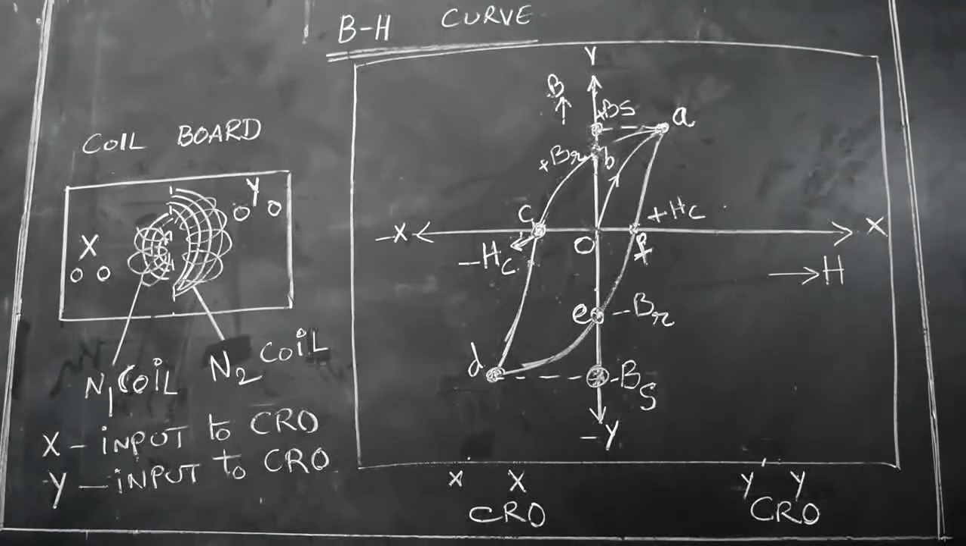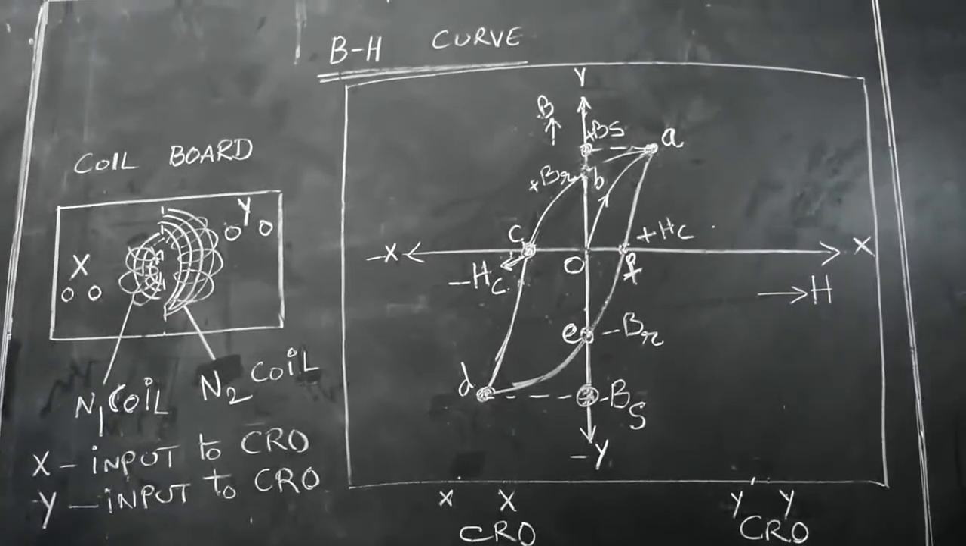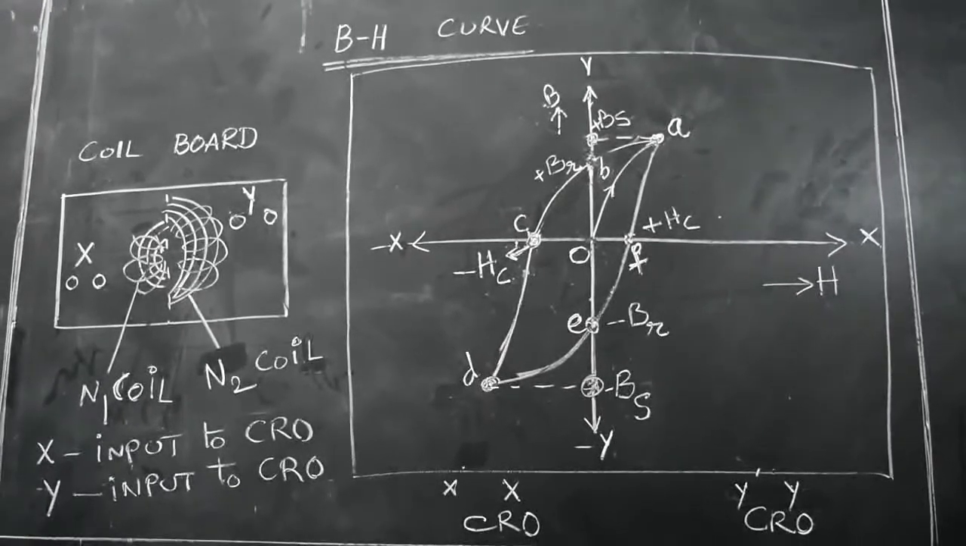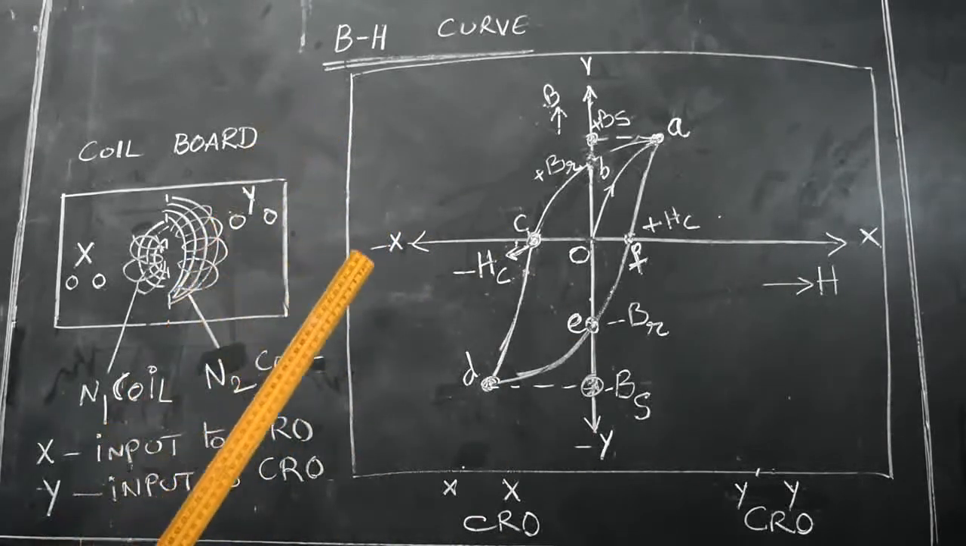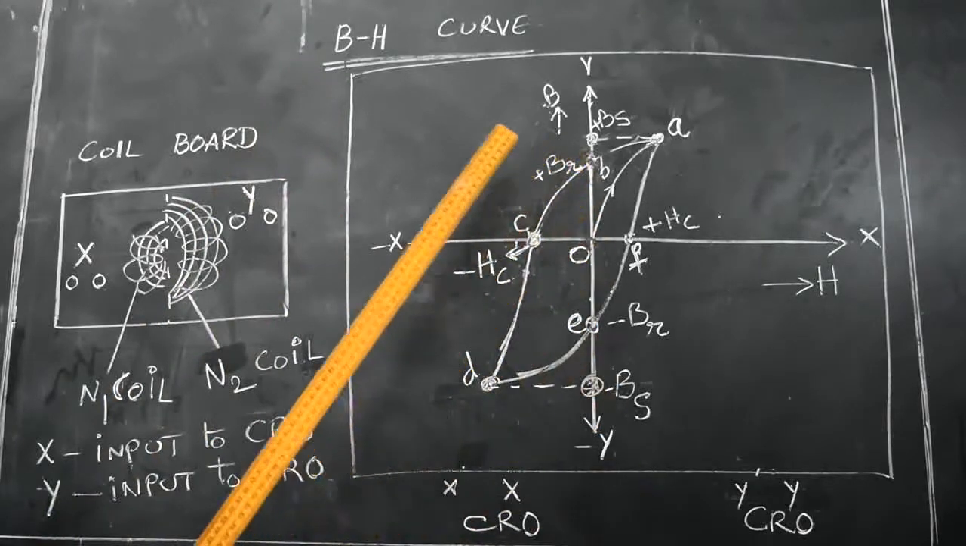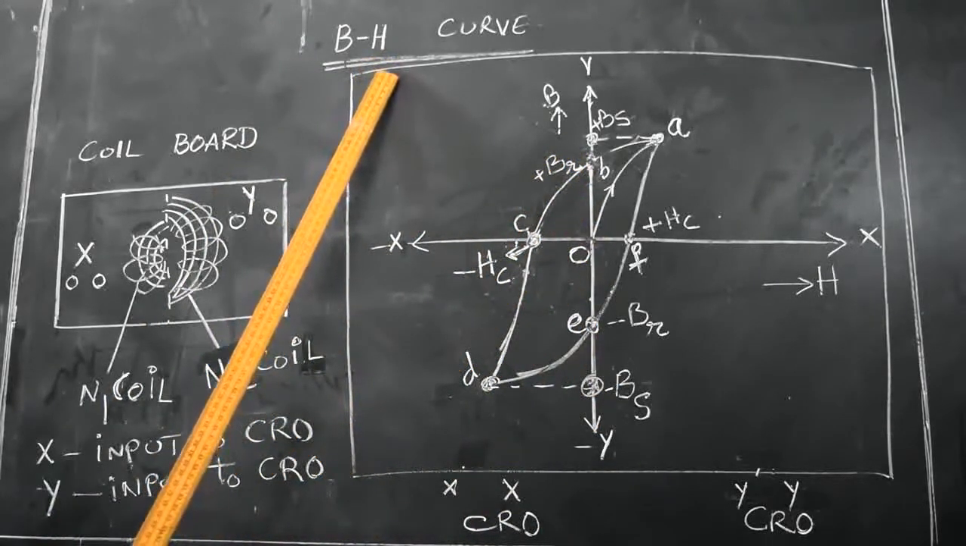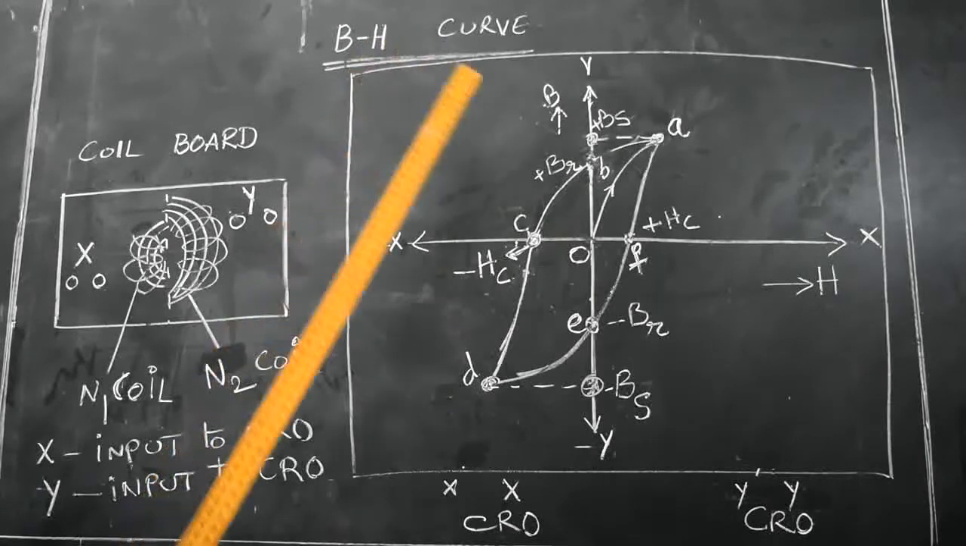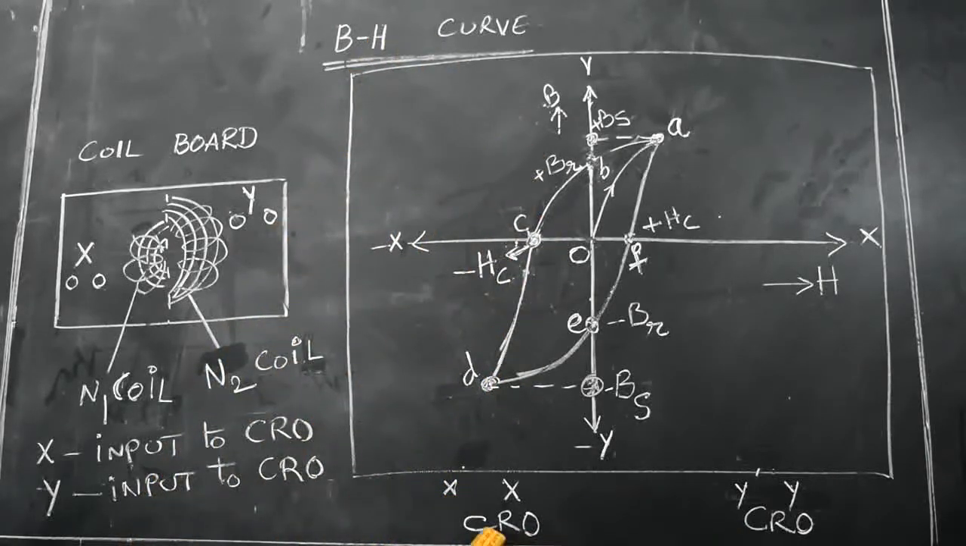Hi, morning everyone. Today we are learning about how to measure the hysteresis loss of a given ferromagnetic material by drawing the B-H curve. Here the ferromagnetic material has hysteresis nature that can be shown by using a CRO. CRO means cathode ray oscilloscope, which visualizes the electrical and magnetic component values.